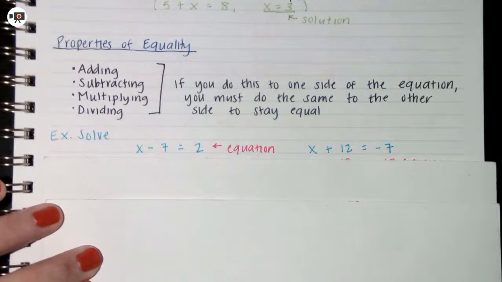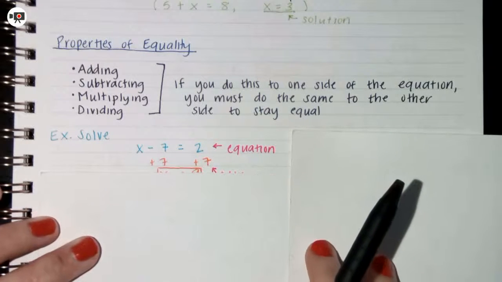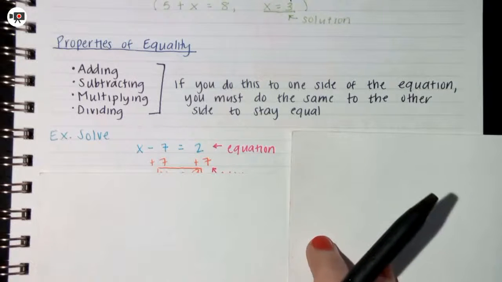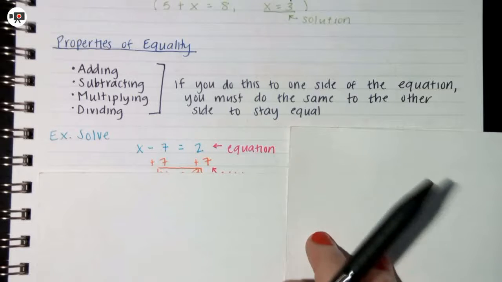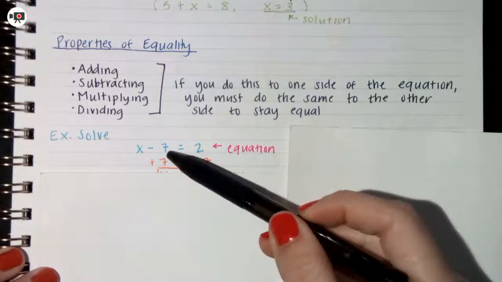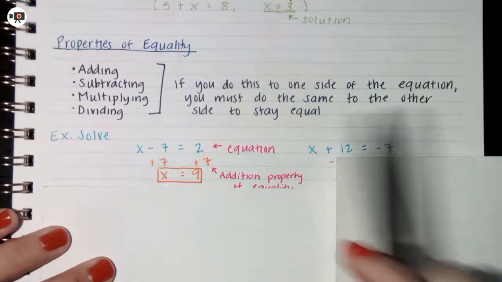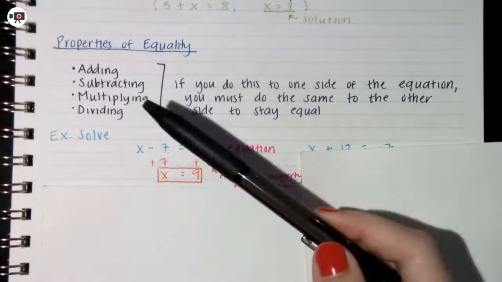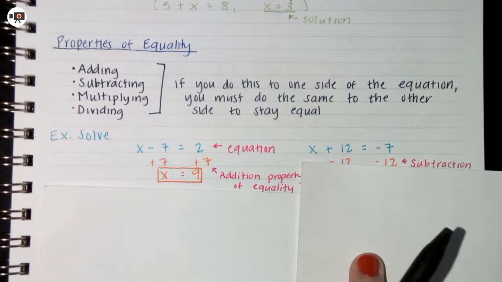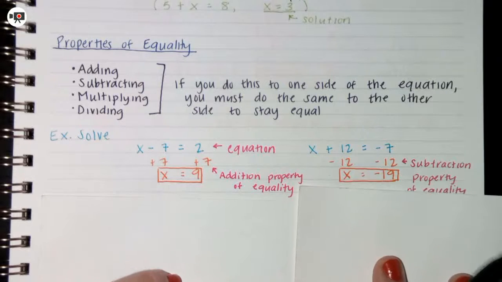So if we solve x minus 7 equals 2, that's an equation, we're going to add 7 to each side. To do this, we need to get our variable by itself. So that means we use inverse operations, and the opposite of subtracting 7 is adding 7. So x equals 9. What you do to one side, you have to do to the other. That's what these properties of equality mean. For x plus 12 equals negative 7, we can subtract 12 on each side to get x equals 19.